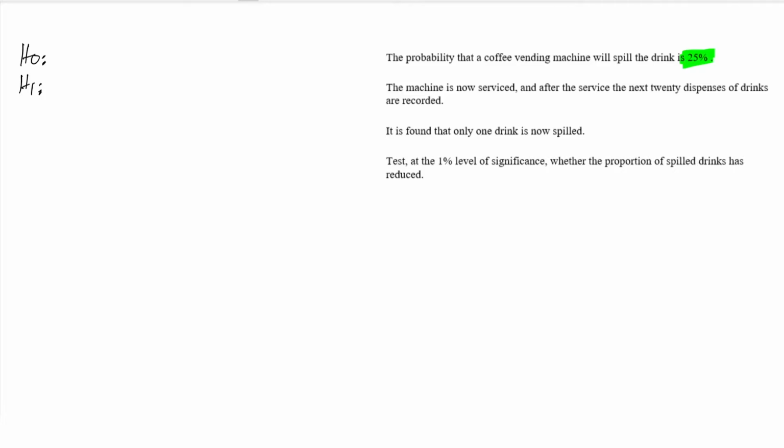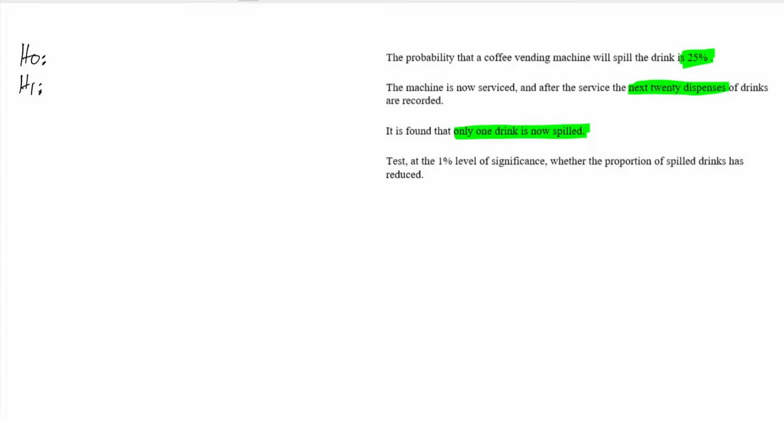And after the service, the next 20 dispensers of drink are now recorded. Well, this is our sample. We're sampling the next 20 drinks and we want to see what happens. So the next 20 drinks, that's our fixed number of trials, are our sample. In that sample, we only saw one drink spill. So our observed value is 1. Only one of these drinks is going to end up spilling. We're going to use that as our test statistic. We're going to use that to calculate our p-value.